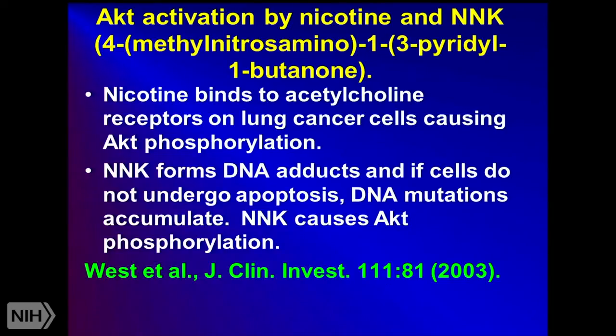and various carcinogens such as NNK, they can activate AKT, leading to survival of the cancer cells. So the nicotine can bind to acetylcholine receptors on the lung cancer cells, causing AKT phosphorylation. And we mentioned before that NNK forms DNA adducts, and this can lead to mutations in the lung cells. NNK also causes AKT phosphorylation.